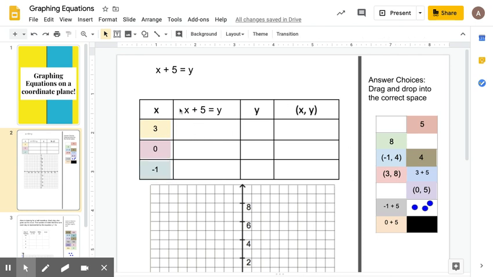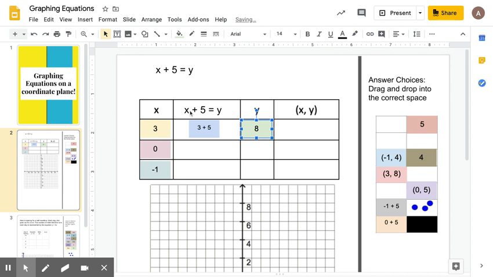Now I'm going to look at my equation x plus 5 equals y. Now for each value of x, I will get a different y value. So what I'm going to do is in the first row, I'm going to substitute in 3 for the x, and I will get the expression 3 plus 5. Now, I know that 3 plus 5 is equal to 8, which means that when x equals 3, y will give me 8. This gives me the ordered pair 3, 8.